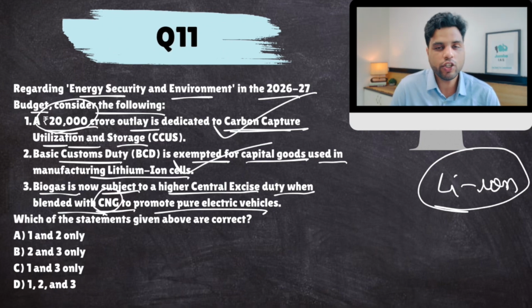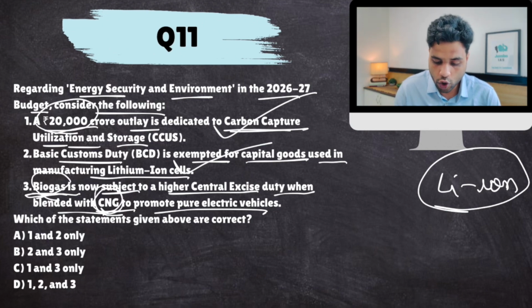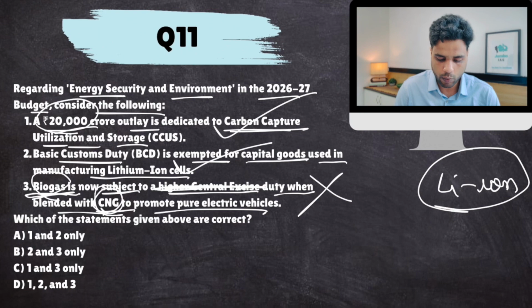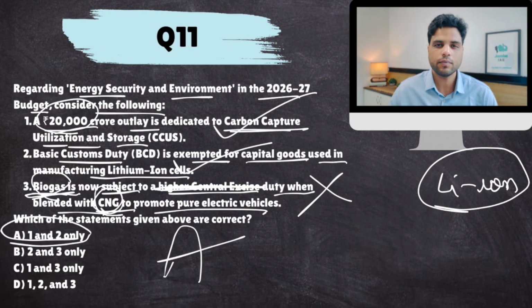Now we can use CNG for that. CNG is less polluting. So government wants to promote that. So if you are blending biogas with CNG, you don't have to pay any excise duty on biogas. Okay, government wants to promote usage of biogas and CNG blend in vehicles because they are less polluting than petrol and diesel. So not higher, they are exempt from excise duty, this biogas. So this statement is false. The answer would come out to be A.